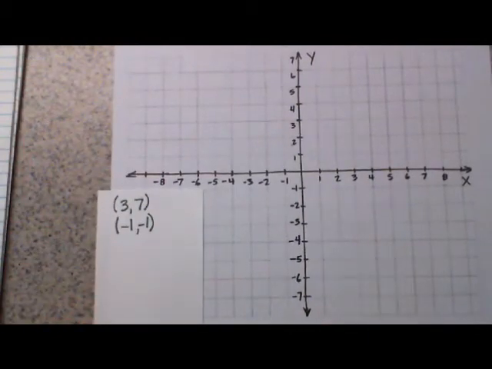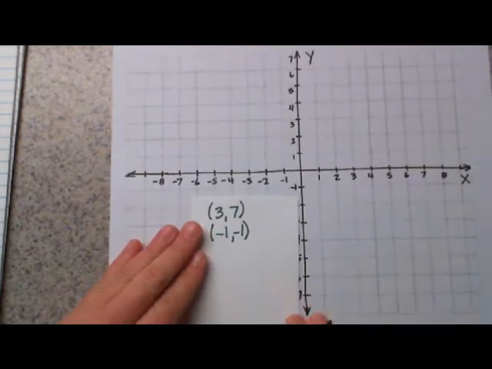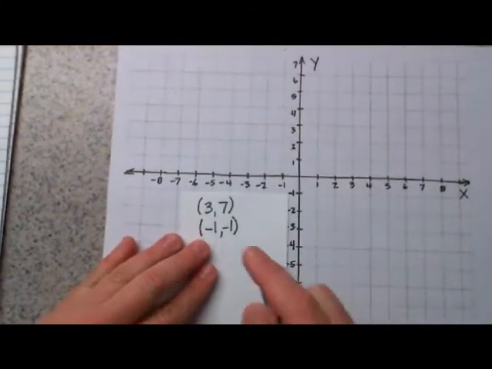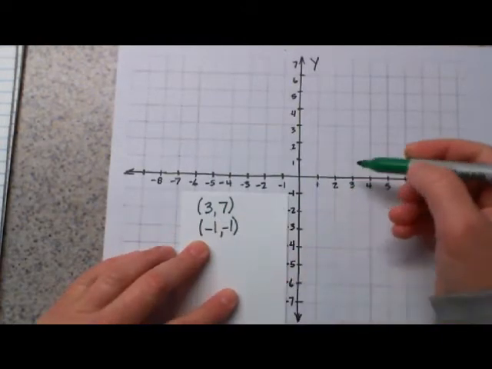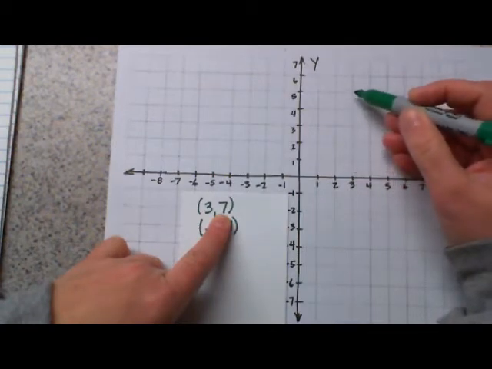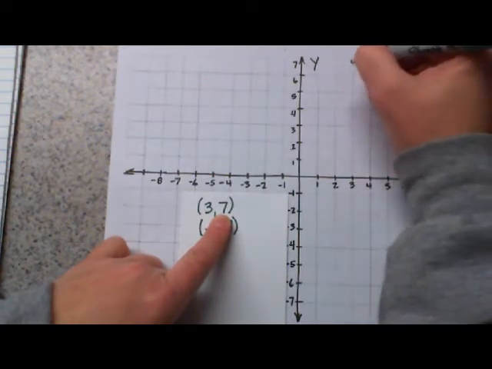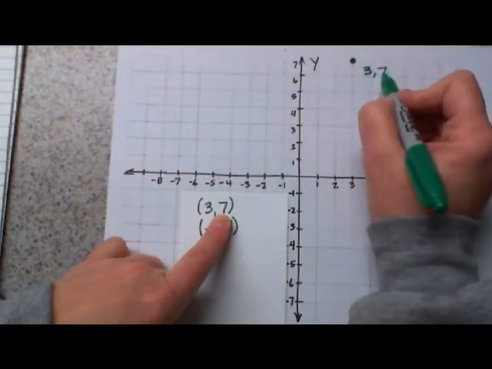So now the first point we have is (3, 7). Remember, x-coordinate always comes first, so it's x equals 3. I go over 1, 2, 3 steps, and up 7 steps. 1, 2, 3, 4, 5, 6, 7. Here is the point, (3, 7).